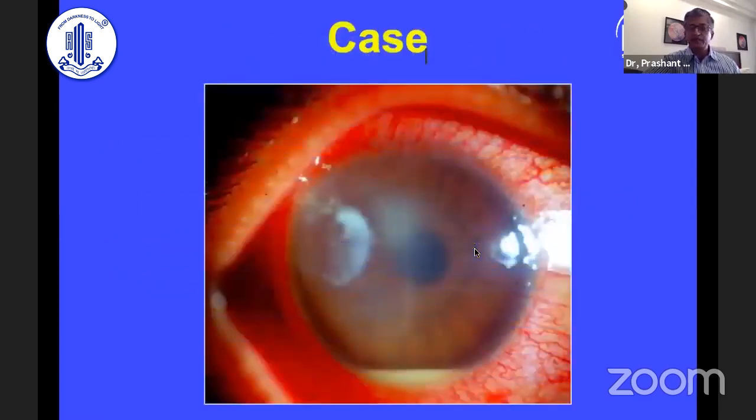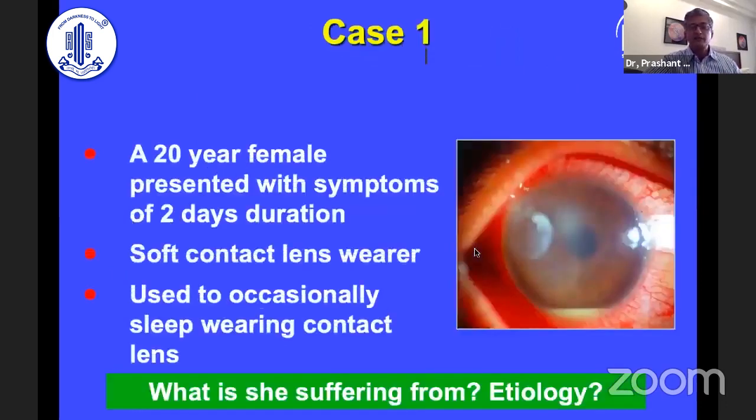Let us look at this patient who presented to us with the history of pain, redness, watering, and diminution of vision of 2 days duration. She was a soft contact lens wearer and used to sleep with the lenses on occasionally. I am sure with the clinical picture and the history, it should not be very difficult to answer the question of what she is suffering from and what is the etiology of this case.